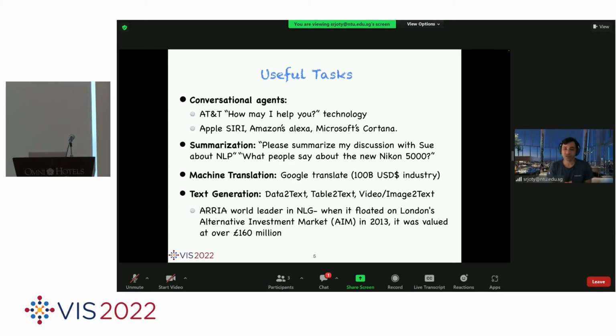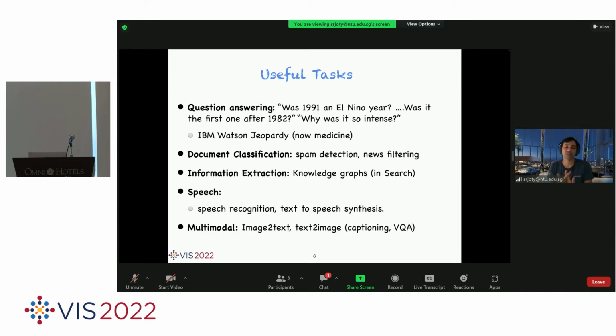And then machine translation, like Google Translate, and then text generation, like data to text, like what Enamul has been talking about, how we can generate a description of a chart, or how we can do question answering over charts, and so on. And then question answering again, from free form text, with examples like IBM Watson, then document classification, like spam detection, news filtering, information extraction using knowledge graphs, which is actually one of the main components in Google search as well.